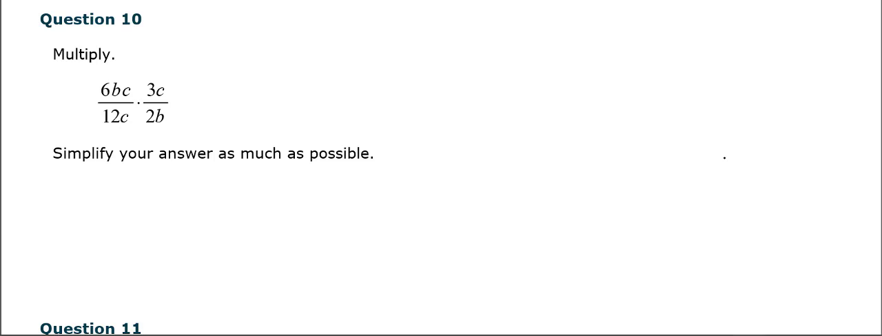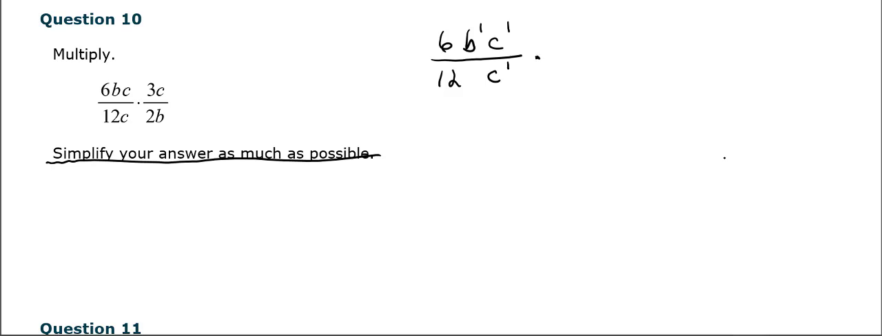Okay, now in multiplying fractions, and then the directions say simplify your answers as much as possible. So it's going to be primarily the same technique. So what we have is 6 b to the first c to the first over 12 c to the first times 3, and again I put in the exponent, c to the first over 2 b to the first.